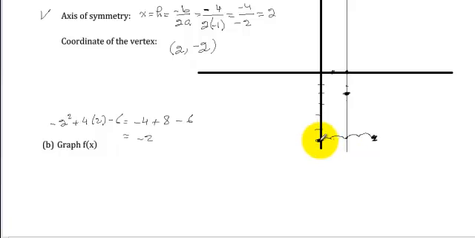And then you can join the points smoothly, making a curve, come up, and then come down, and move downward like that. And here, similarly, then you have the graph of the function.